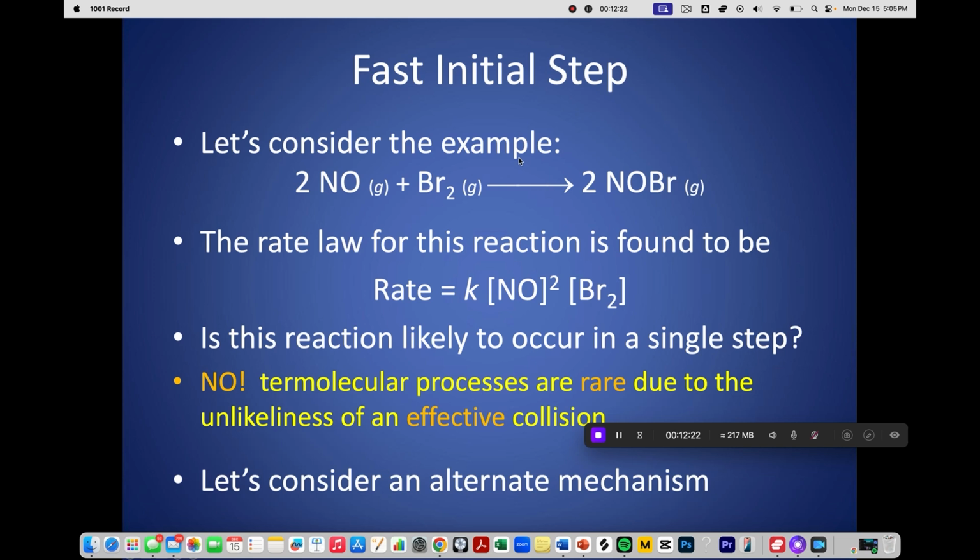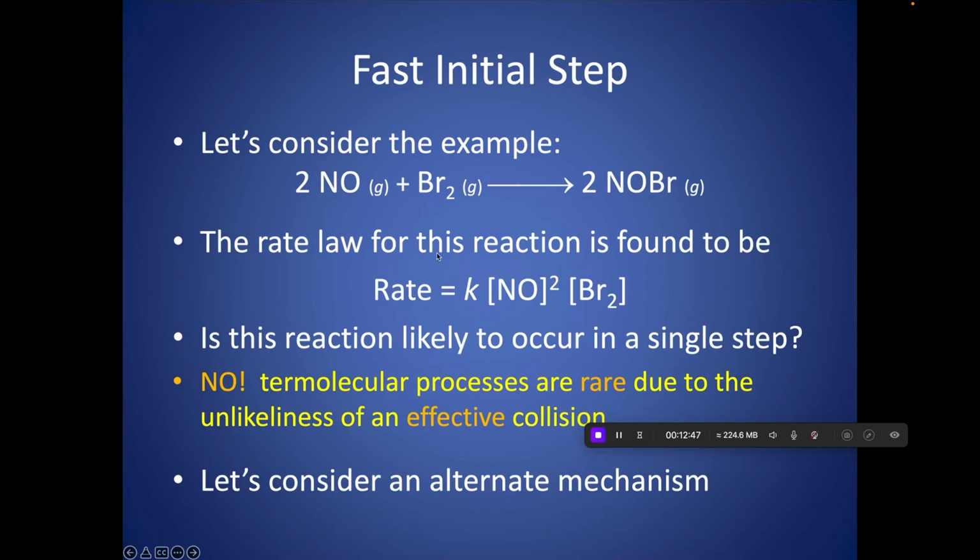So that was with the slow step that was initial. Let's look at if the slow step comes later on. So let's consider this example. Here we've got termolecular, 2 plus 1. There's 3 molecules reacting. I'm telling you this is the rate law. And my question is, is this reaction likely to occur in a single step? No, we just said it's very unlikely for 3 molecules to come together in the right orientation with the right energy for a successful collision.